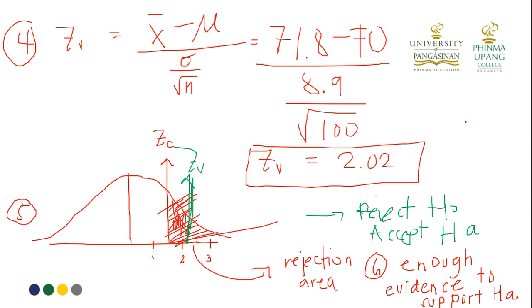Simple conclusion, so you don't have to write that the average lifespan of people today is greater than 70. That would be harder. Just write enough evidence to support HA. So your evidence is sufficient to support the HA that you are claiming. Okay? So, that is the simple answer for number 1.